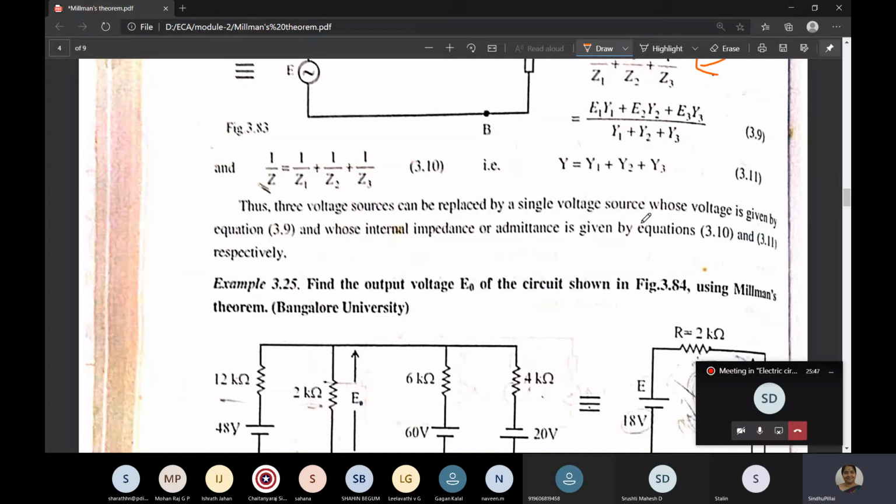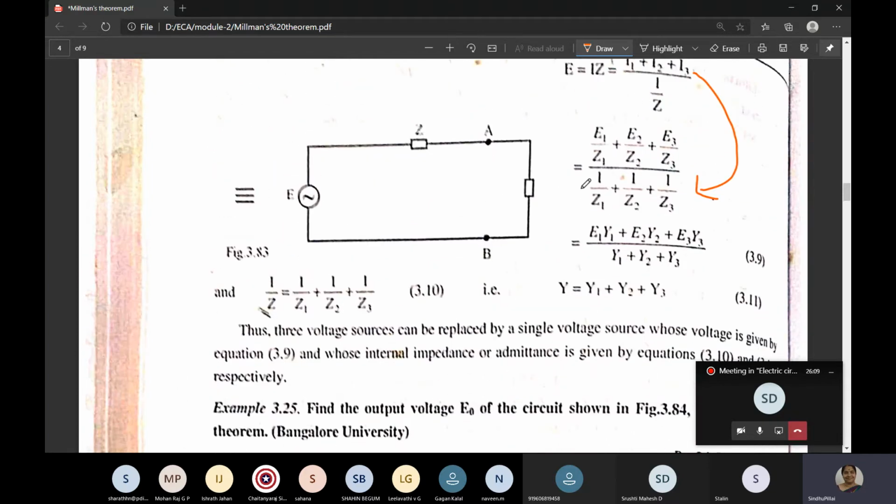Millman's theorem deals with many voltage sources connected in parallel. When there are many voltage sources with their internal impedances connected in parallel, we can use the formula which will reduce them to a single voltage source. The formula is E1 by Z1 plus E2 by Z2 plus E3 by Z3, whole divided by 1 by Z1 plus 1 by Z2 plus 1 by Z3. This is the formula that will be used to solve the problems.